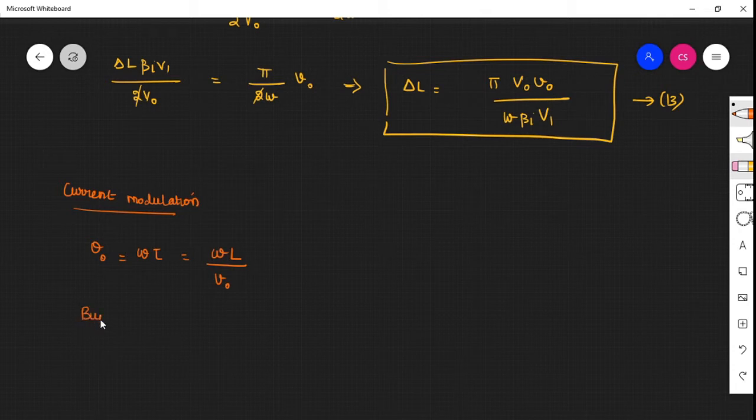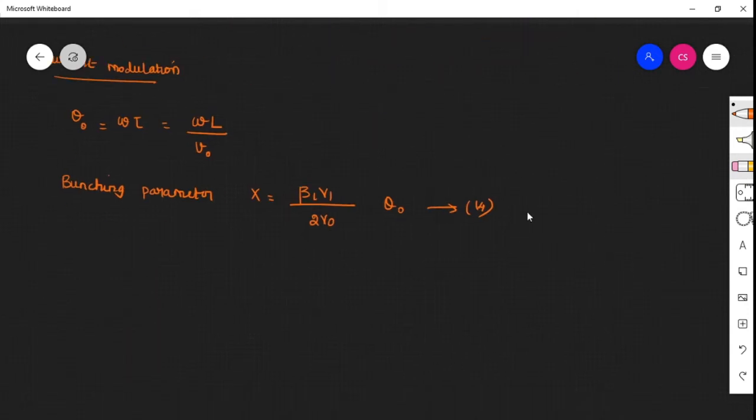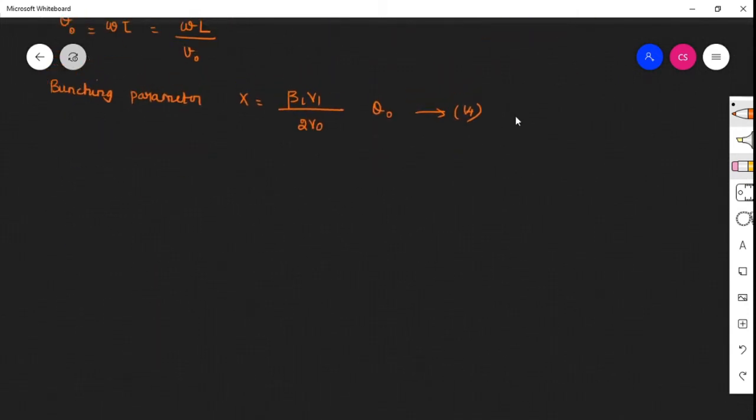The bunching parameter of the Klystron is defined as x is equal to beta I V1 divided by 2 V0 into theta naught. This is one of the defined equations. This is by definition we write the bunching parameter of the Klystron.